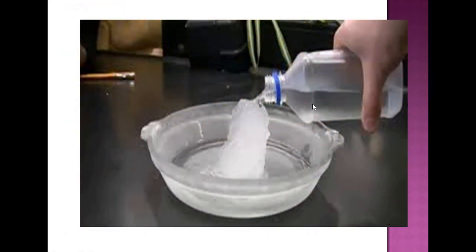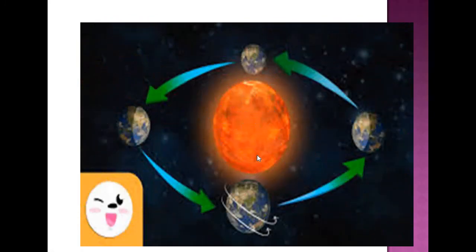For example, when you freeze water, when the water is in the liquid state and it is frozen, it turns into its solid state. So there is a change in state, that is from liquid to solid state. And when it is liquid, it is not so hard, but when it is solid in the form of ice, it is hard. So there is a change in the hardness also.